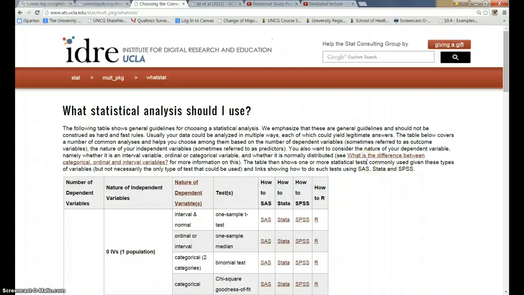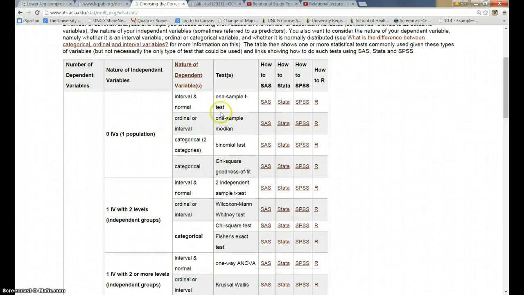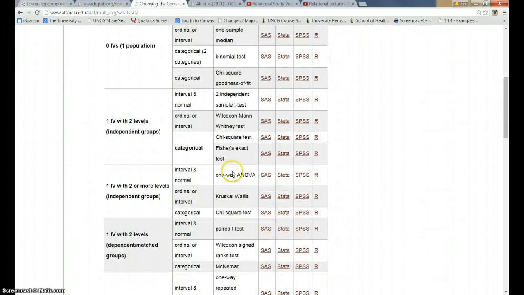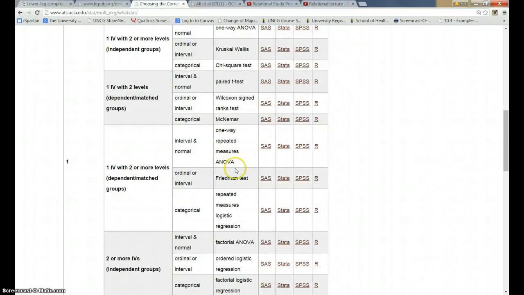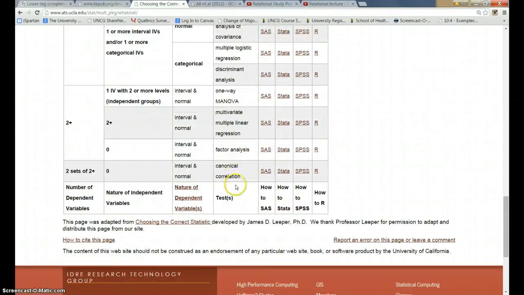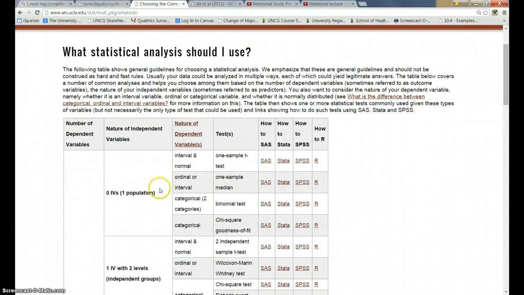But a simple website like this one from the Institute for Digital Research and Education at UCLA will show you, again, you've got to know your different types of variables. So your independent variable versus your dependent variable; understanding those types of questions will really help you find out what type of test you want to use. So here's your one-sample t-test, your chi-square, your one-way ANOVA. There's your paired t-test, repeated measures ANOVA, etc. So you can look at all these different types of statistical tests and get more comfortable with them. But again, it comes back to understanding your different types of variables and what exactly you're looking for.